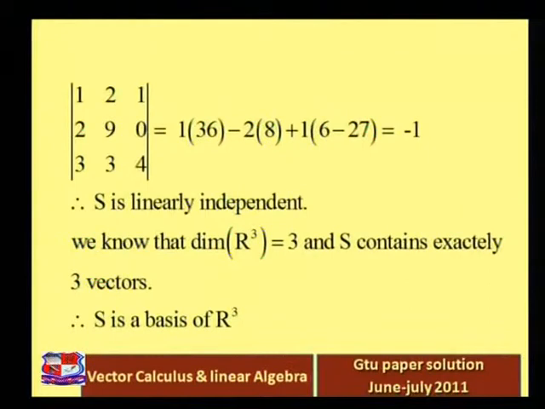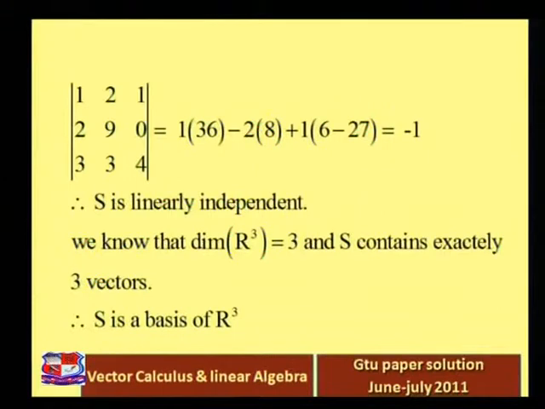To prove linearly independent or dependent, we check the determinant. We know that if the determinant is equal to 0, the given set of vectors is linearly dependent. If the determinant is non-zero, the given set of vectors is linearly independent.